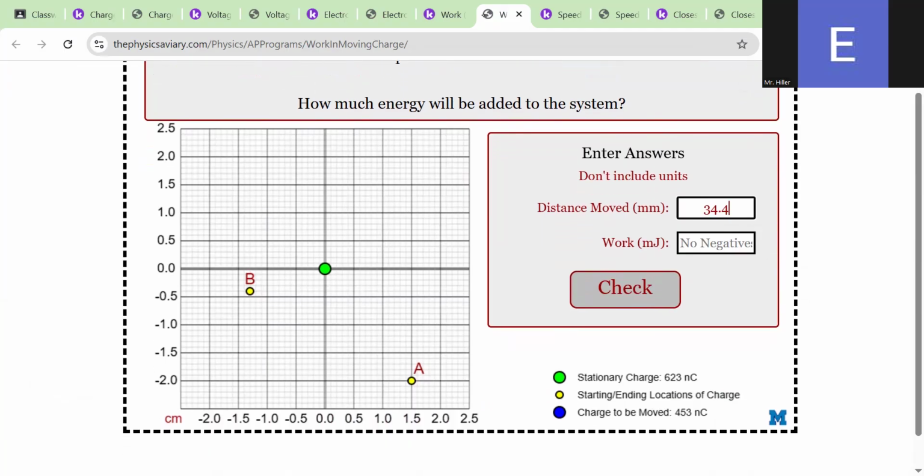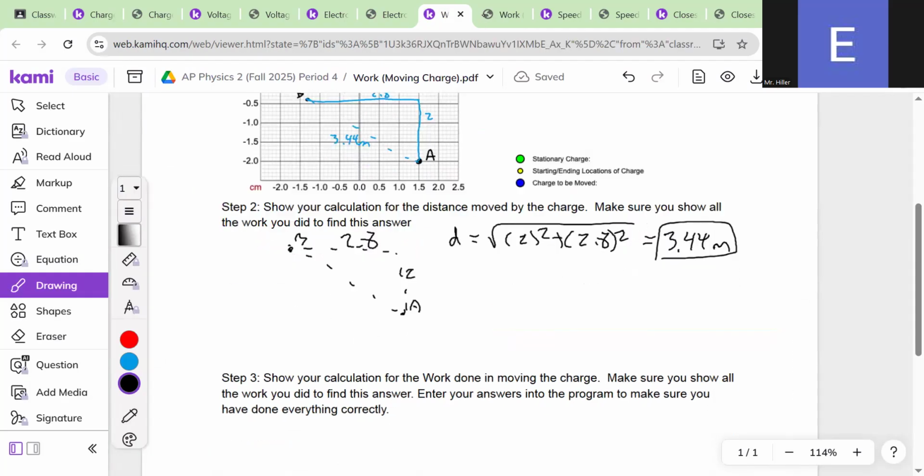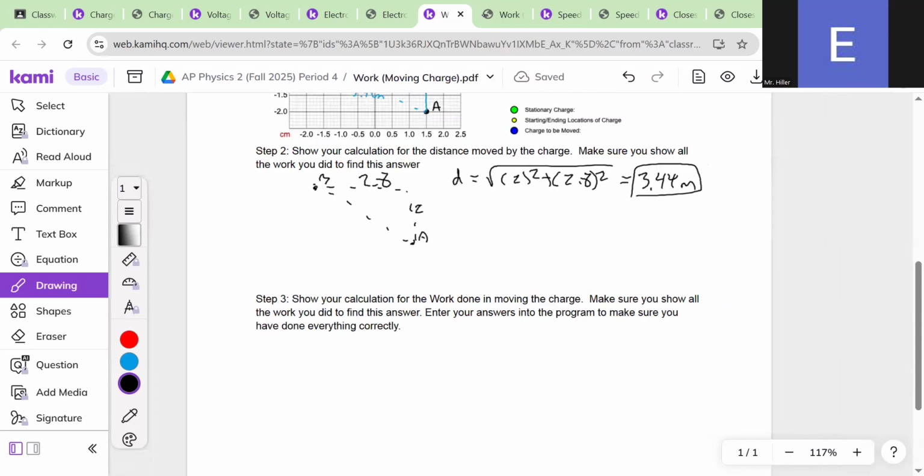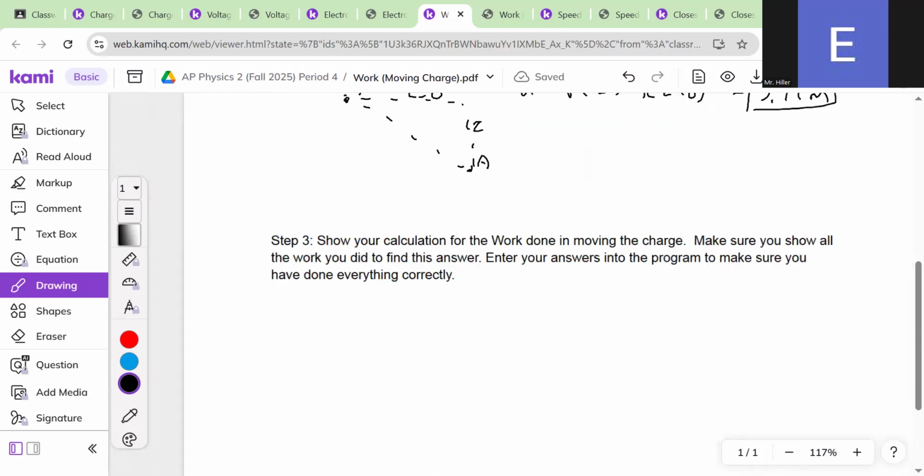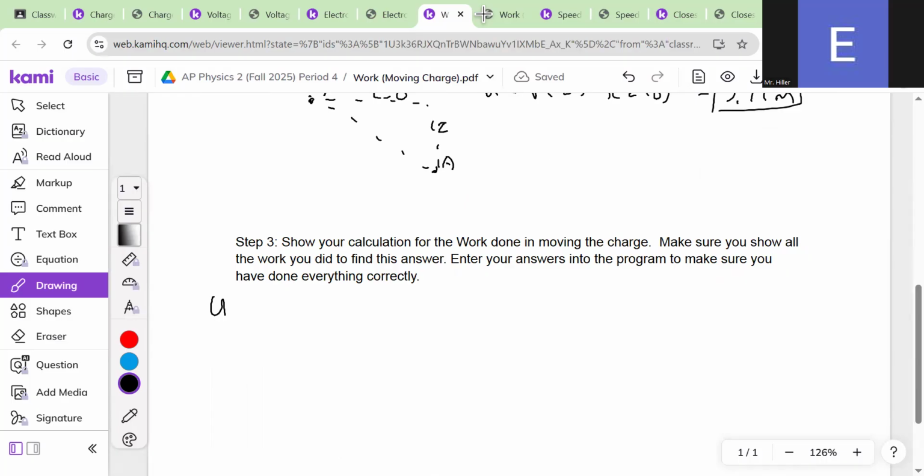Now, to find the work done, we're going to find the potential energy at position A and then again at position B. So the potential energy at position A is k Q1 Q2 over RA, and the potential energy at position B is k Q1 Q2 over RB. The work is just going to be the change in our potential energy. We'll just subtract them. So we've got to find these energies.